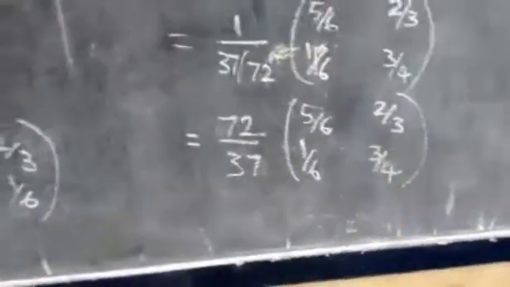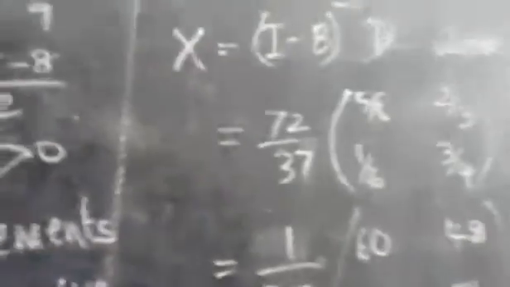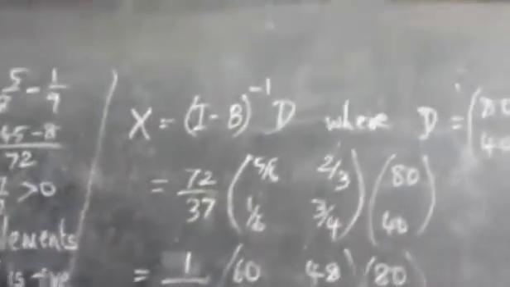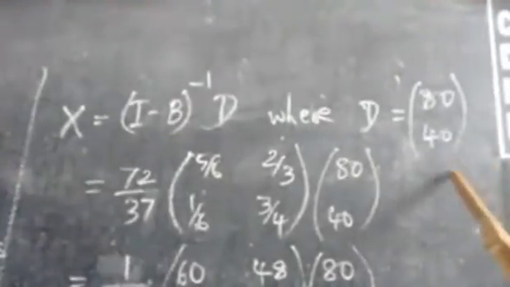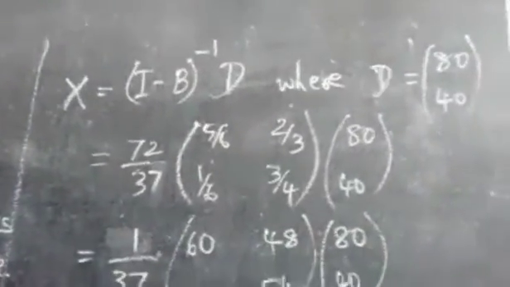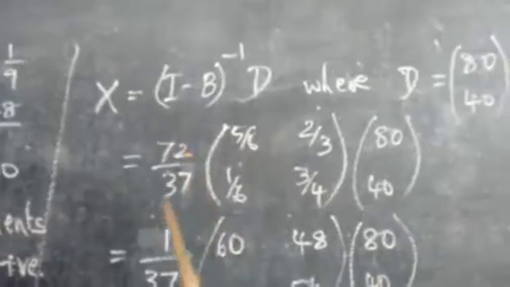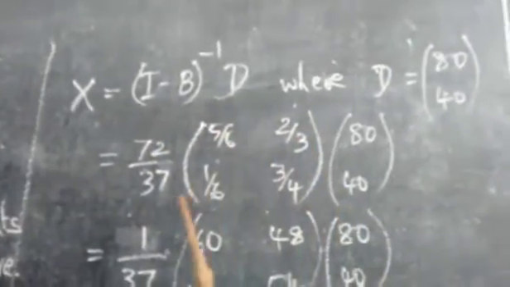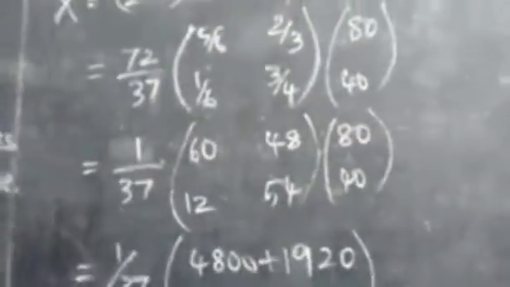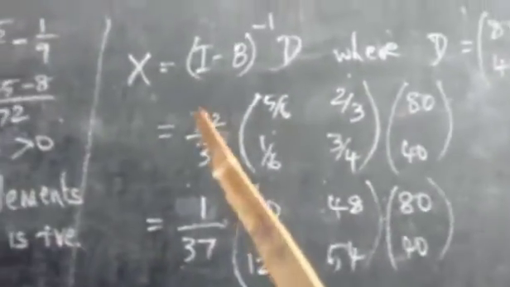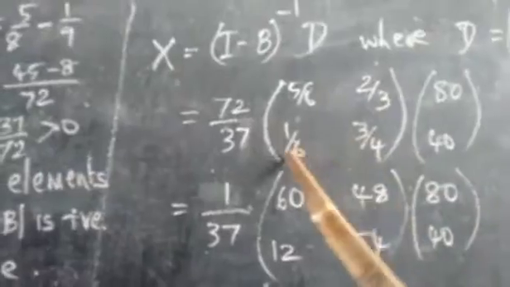Okay. Now we will go for the X. X is what? I minus B whole inverse times D, where D is 80, 40. That is only given. So what did I write? I minus B inverse is 72 by 37, 5 by 6, 2 by 3, 1 by 6, 3 by 4. And D is 80, 40. Okay. Now let us multiply 72 into the matrix. So I will do it here.